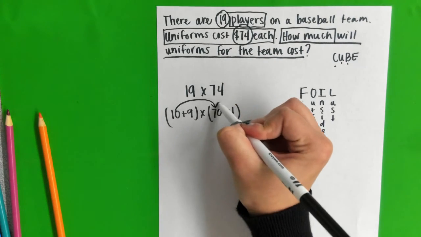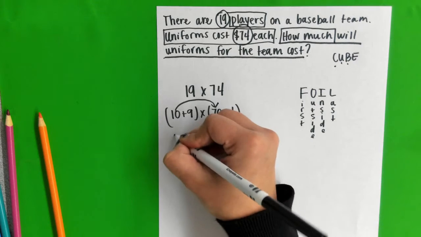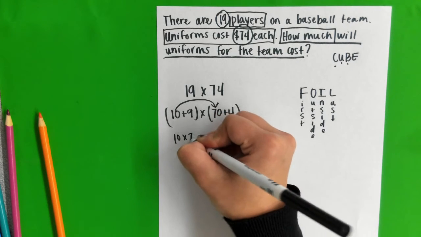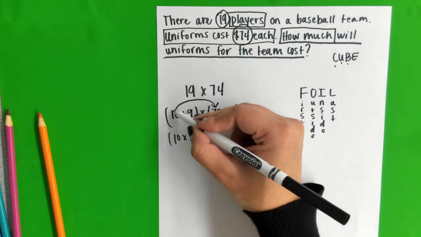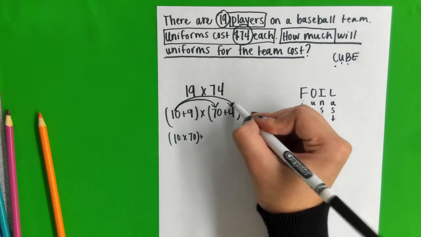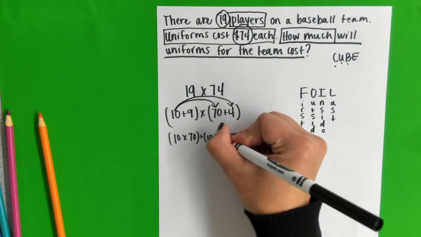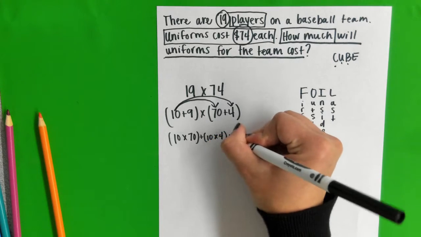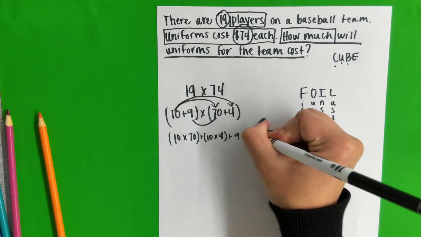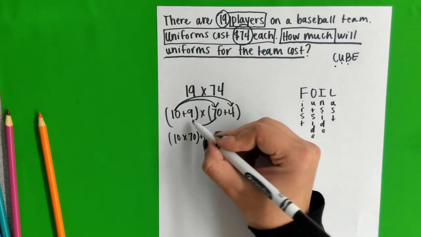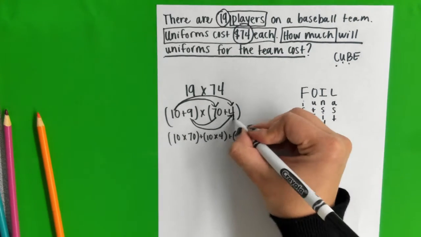First gives me 10 times 70. Outside, 10 times 4. Inside, 9 times 70. And last, 9 times 4.